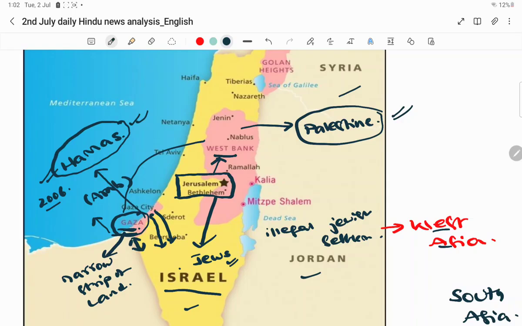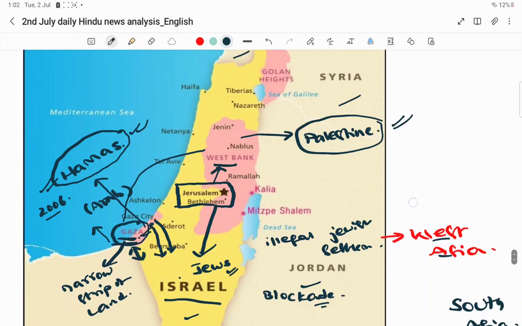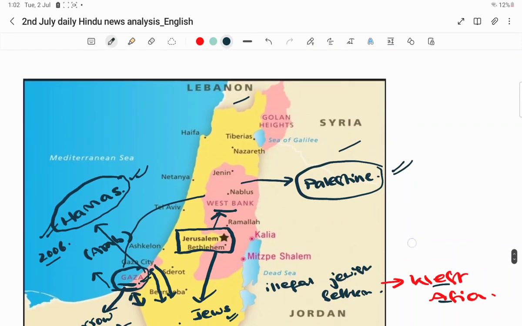And Gaza is under a blockade that was imposed by Israel. Blockade means, for every small thing, the Gaza people have to ask the permission of Israel in order to go out from Gaza. That is the dire situation. And these are some of the important points in this context.